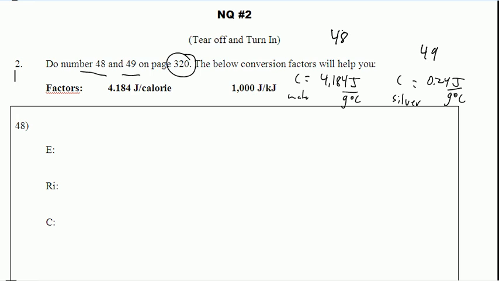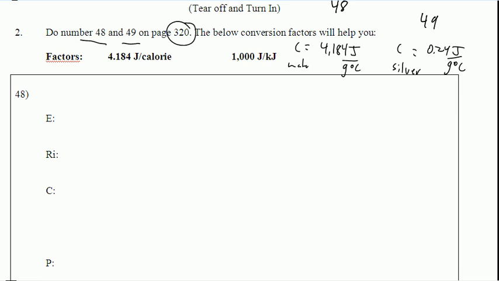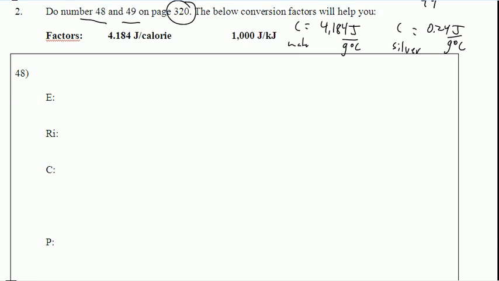Before we begin, let's talk about this. Since silver requires less joules, or less energy, to raise 1 gram of it 1 degree Celsius, silver is easier to heat up. All right, well, we're using an equation here.